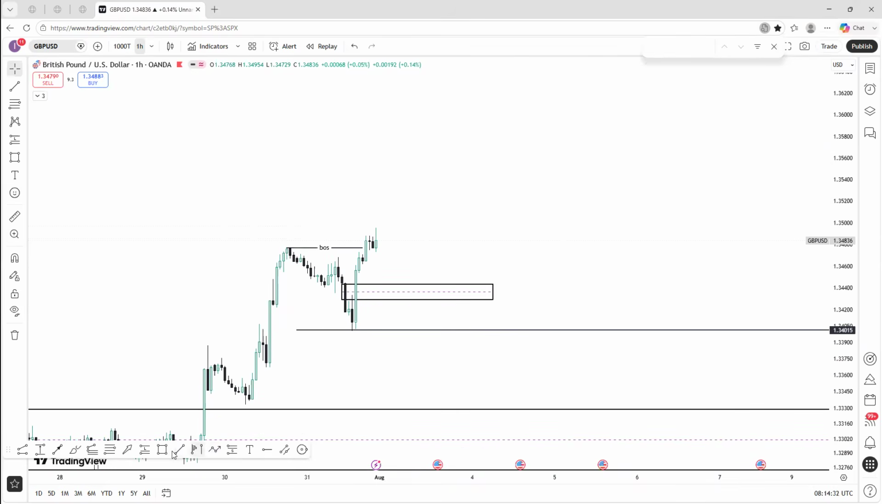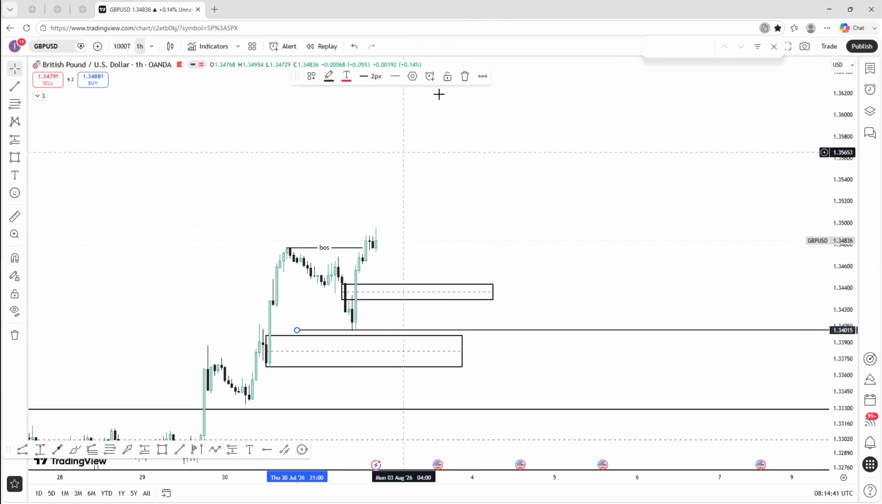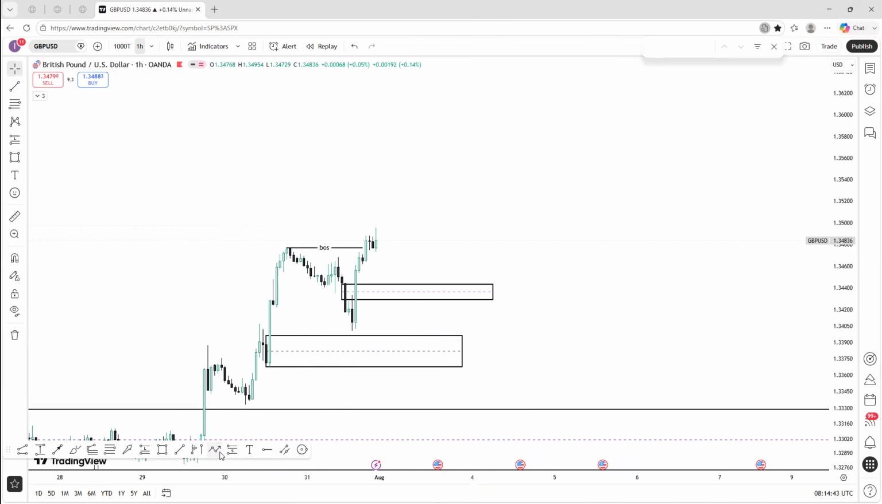And then below that point of interest, here you have an unmitigated OB. So we have 2 points of interest that you are supposed to wait for confirmation on. Firstly, this inverse FVG will be our first priority. So when price reaches that area and you see confirmation, just execute a long position.